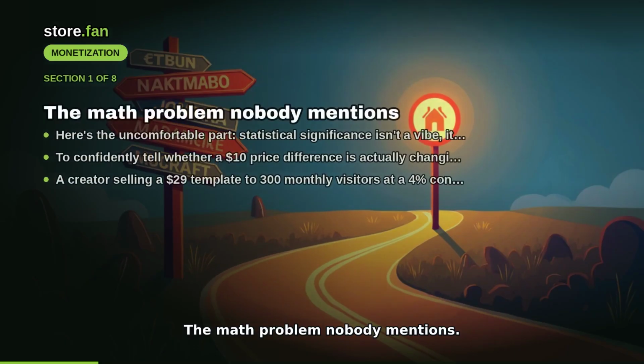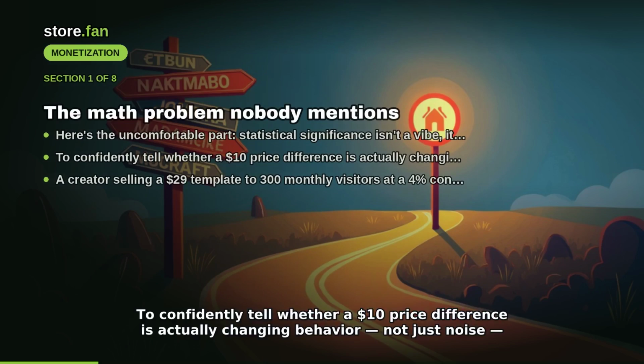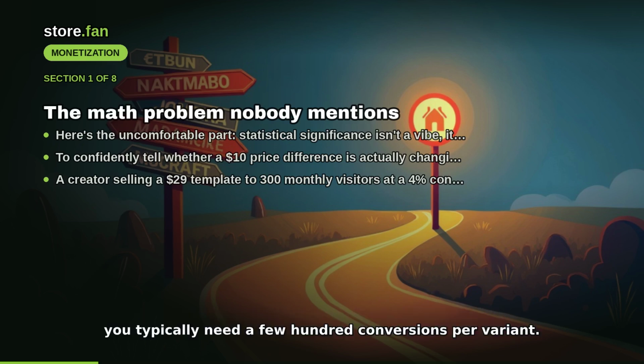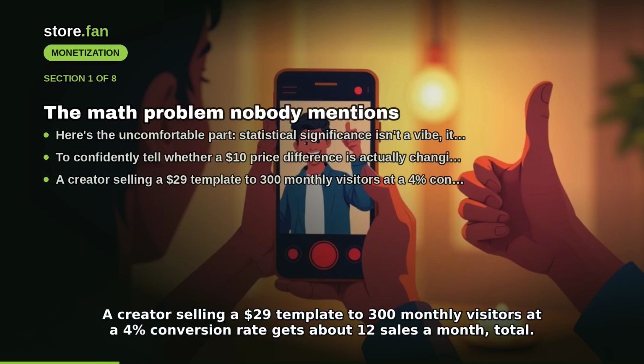The math problem nobody mentions. Here's the uncomfortable part. Statistical significance isn't a vibe, it's a sample size requirement. To confidently tell whether a $10 price difference is actually changing behavior, not just noise, you typically need a few hundred conversions per variant. A creator selling a $29 template to 300 monthly visitors at a 4% conversion rate gets about 12 sales a month total.